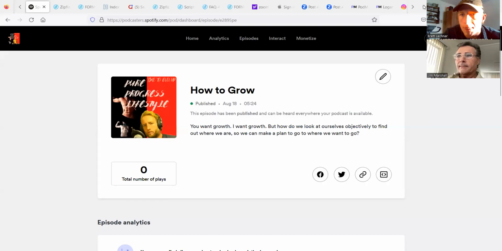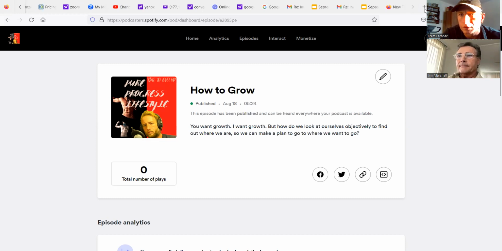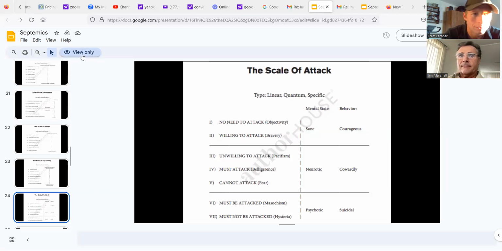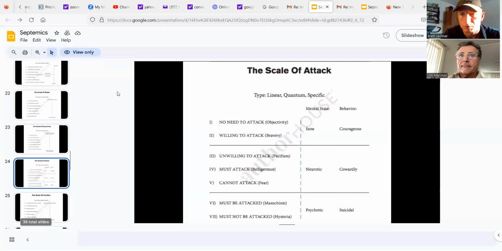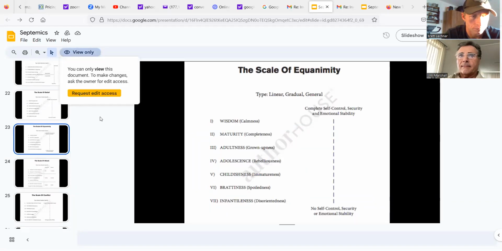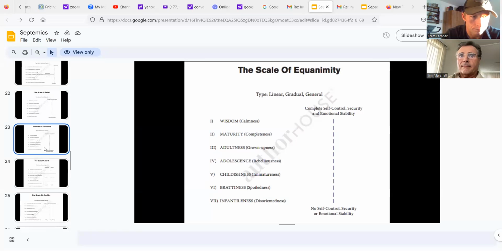Fantastic. While I pull this up, since reading this book and how we're going over all these scales, I just keep seeing it over and over and over again, some of these scales that we've gone over. Oh. Can you see it on the screen?